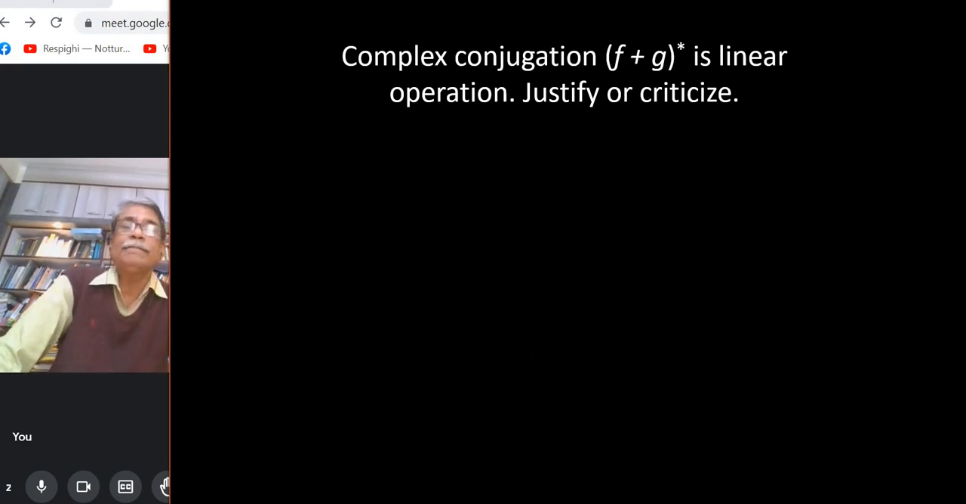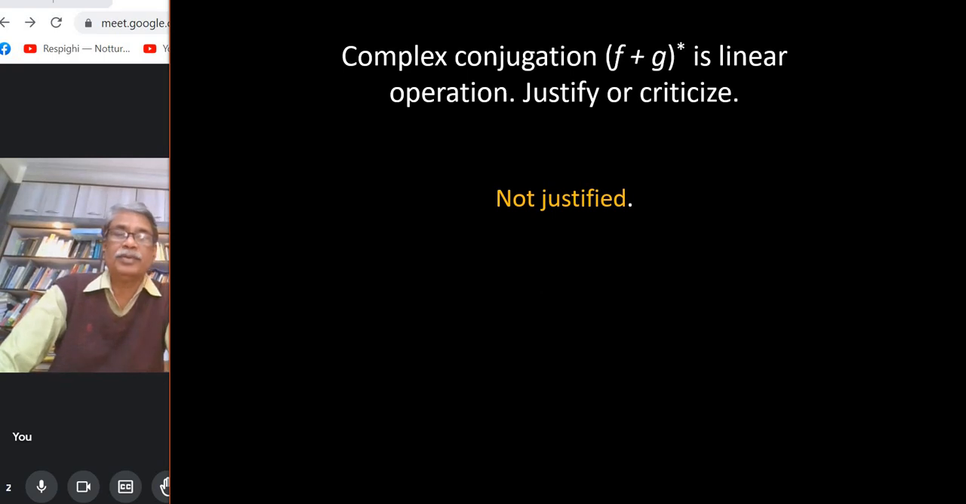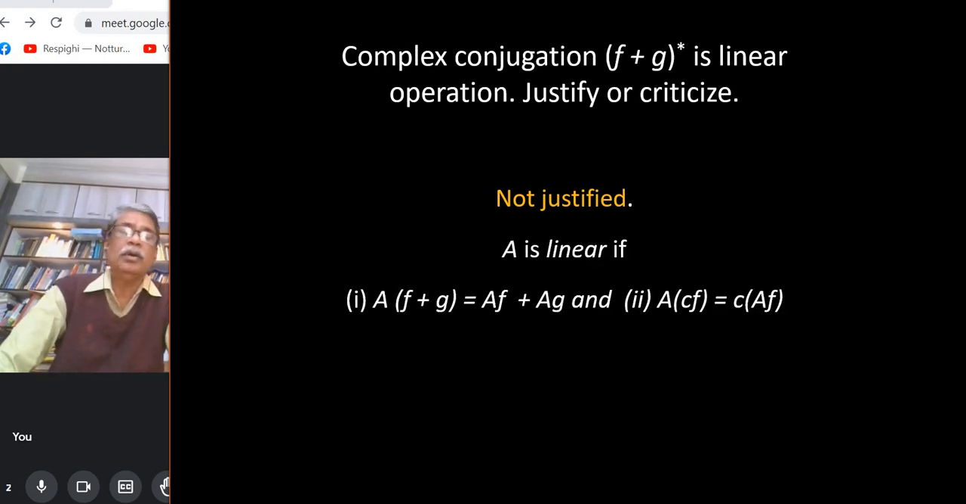Well, another question from operator algebra: complex conjugation, is it a linear operation? You have to justify using the principles. So you have to know what linearity means. Actually, there are two conditions. An operator A is linear if the first condition is A operating on f plus g, two functions, gives you Af plus Ag, and the second condition is A operating on cf, c is any constant, maybe complex, and that should be equal to c into Af.